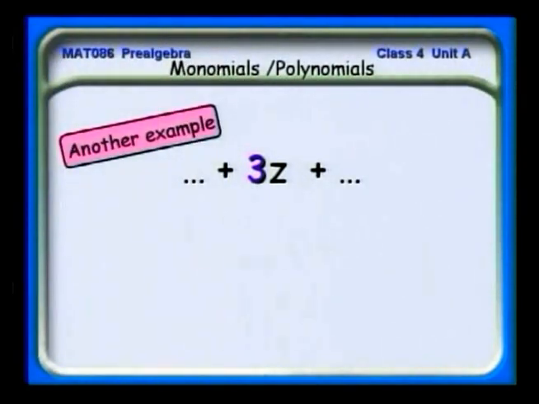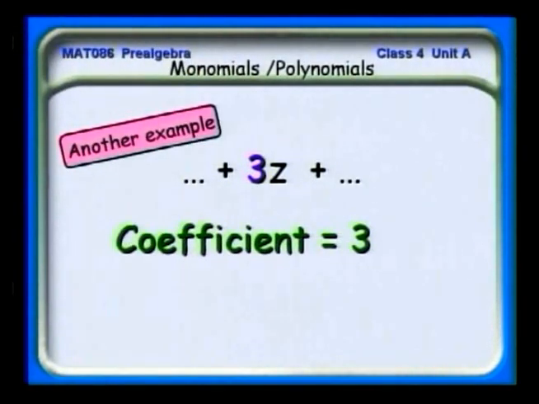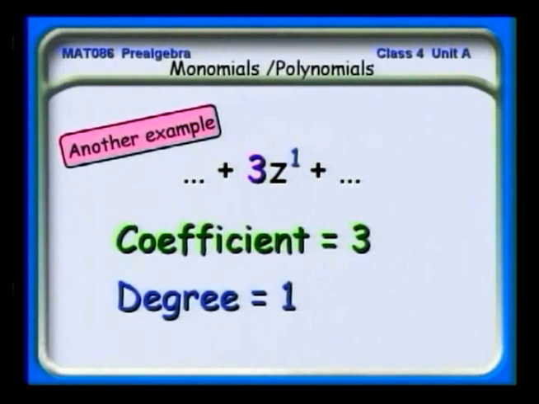Here's another example, 3z. The coefficient is 3. And anything by itself where you don't see it raised to a power with an exponent automatically assumes it's 1. Therefore, 3z has a coefficient of 3 and a degree of 1.